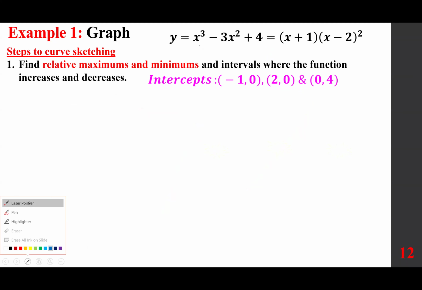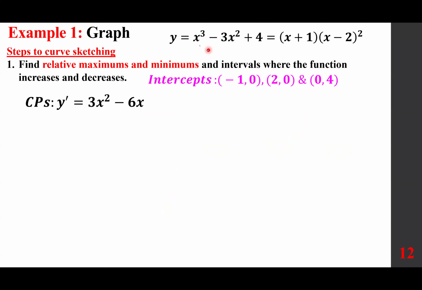So we have the intercept. Let's find critical points to find relative extrema. Critical points, we're going to differentiate. We get 3x squared minus 6x. And we want to do the first derivative test. We want to find the critical points. We're going to set this equal to 0. To do so, we take the 3x out, times x minus 2. So the critical points are either at 0 or 2.